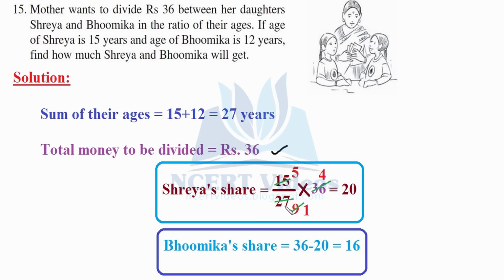Now 9 3s are 27, 5 3s are 15. Now again divisible, 1 9s are 9, 4 9s are 36, and 5 4s are 20. So Shreya gets 20 rupees. Now Bhumika's share is very easy to find. Simply subtract 20 out of 36. So it gives you 16 as the share of Bhumika.